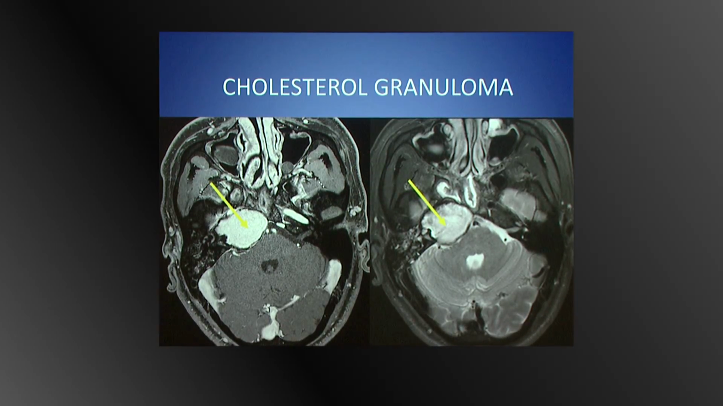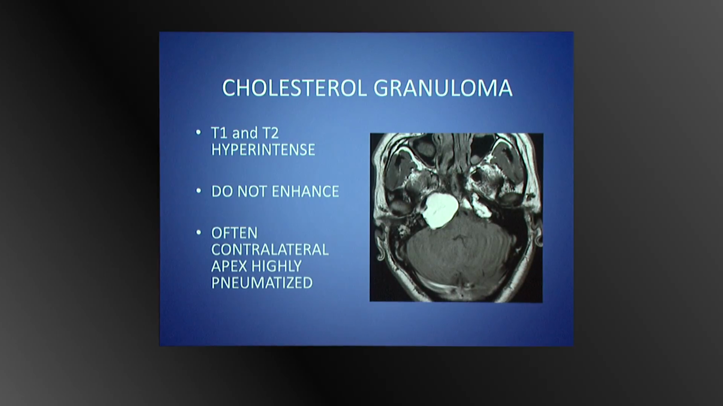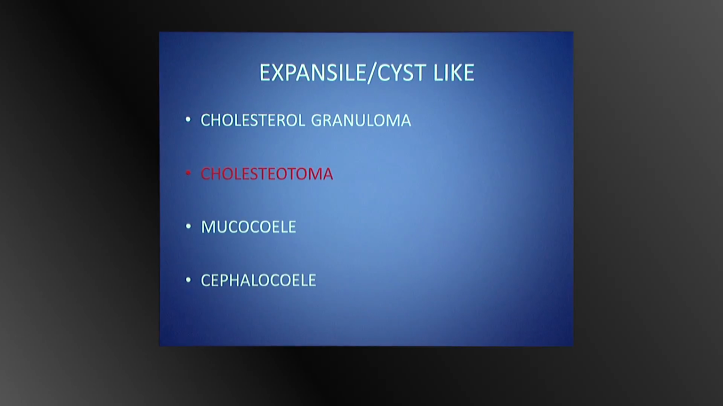T1, T2 bright. And that's really all we need to remember about cholesterol granulomas: they are T1 and T2 hyperintense, they don't enhance, and occasionally you have a highly pneumatized apex on the contralateral side. Cholesteatomas are the big one to differentiate from cholesterol granulomas, and cholesteatomas of the apex can either be congenital or acquired. They usually arise from aberrant rests of embryological epithelial cells within the apex, and they form these cysts which are lined by stratified squamous epithelium and contain desquamated keratin. And that obviously gives it the imaging features.